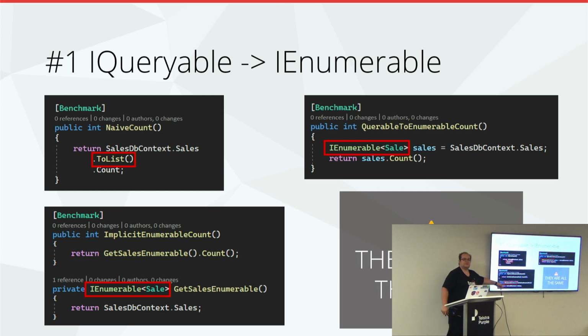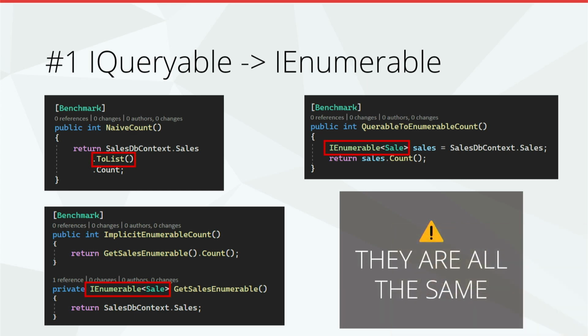So when you see a repository that returns IEnumerable, run. Because you are potentially downloading the entire database. And this is where we had to refactor a lot of repositories to return IQueryable, just so that they don't download the entire database for every single request they do.